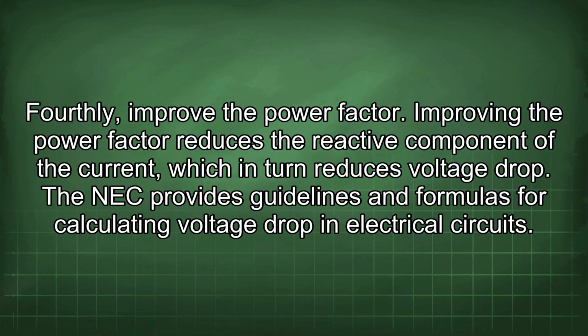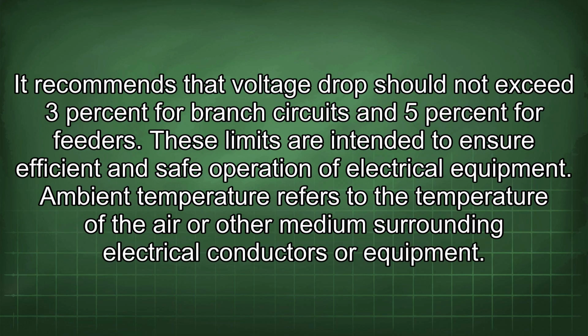Fourthly, improve the power factor. Improving the power factor reduces the reactive component of the current, which in turn reduces voltage drop. The NEC provides guidelines and formulas for calculating voltage drop in electrical circuits. It recommends that voltage drop should not exceed 3% for branch circuits and 5% for feeders. These limits are intended to ensure efficient and safe operation of electrical equipment.